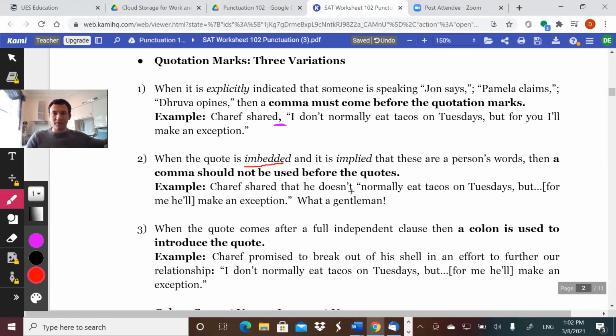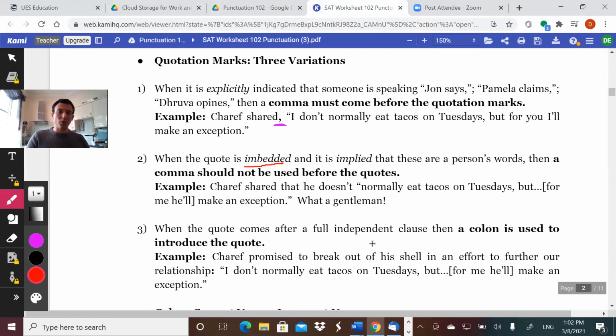So in this case, Sheriff shared that he doesn't normally eat tacos on Tuesdays, but he'll make an exception. We can tell because of the quotation marks that these are Sheriff's words, but we don't need any comma before the quotes because of the fact that it's just embedded. This is something you'll see very rarely on the test. More often you'll use this when you write a research paper.